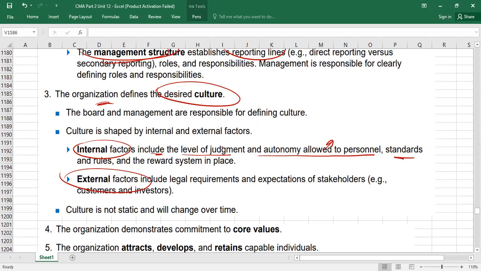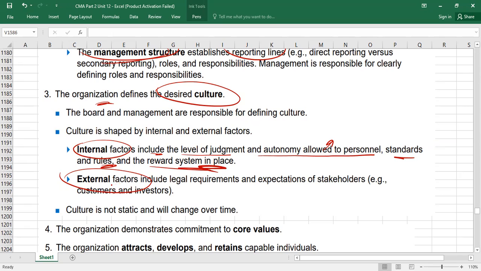What are the standards, rules and reward system in place? You have to check these things, like what procedures are in place, and whether any reward system is in place. These things will define the culture. For example, if people are doing good, you may reward them, and if they are doing bad, you may punish them also, right? So these are internal factors which will decide the desired culture.